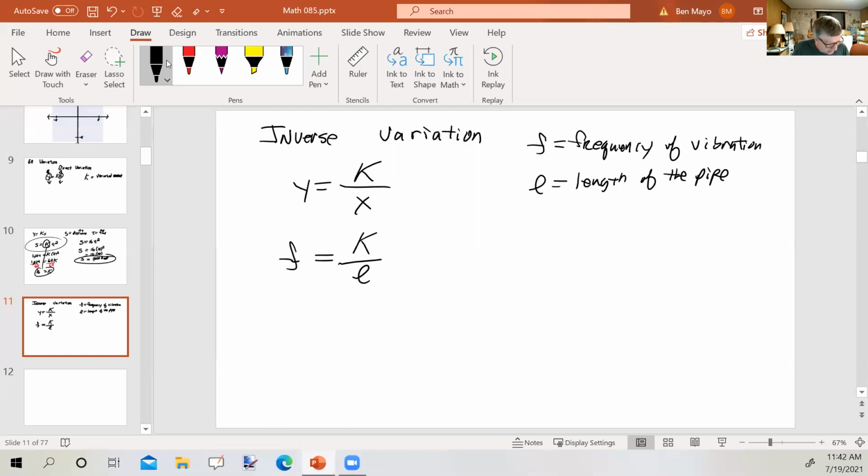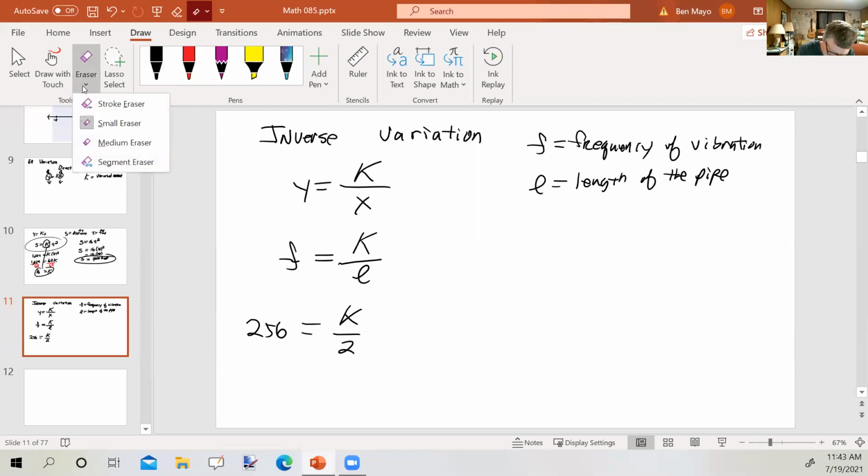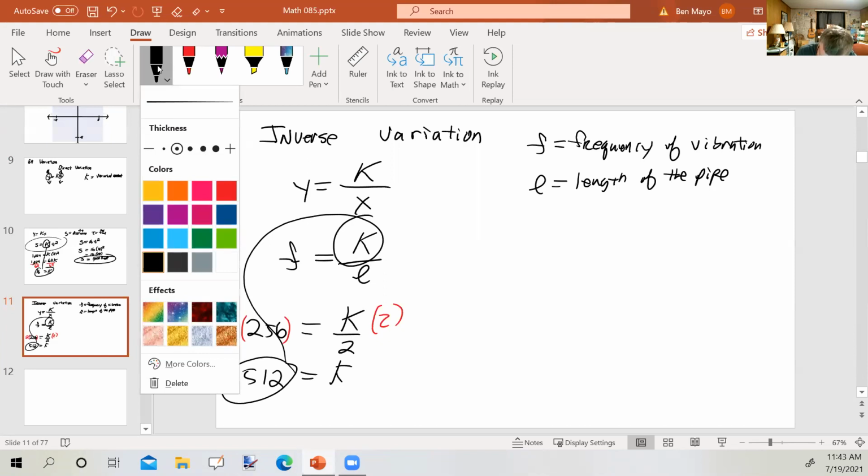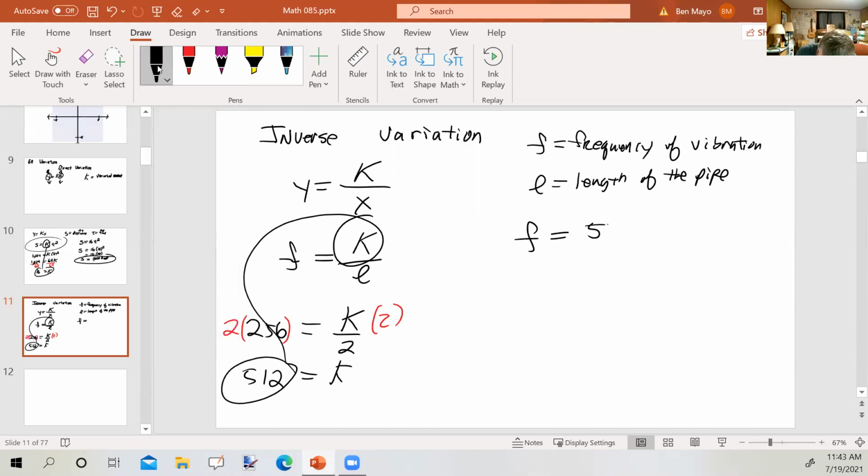Okay, if a pipe 2 feet long, so that's L, vibrates 256 times, that information will allow us to determine what K is. To solve for K, I'll multiply both sides by 2. K equals 512. So now that goes up there. Now our formula becomes F equals 512 divided by L.